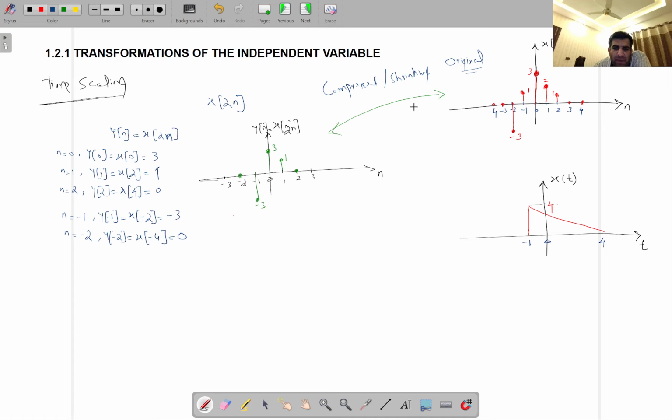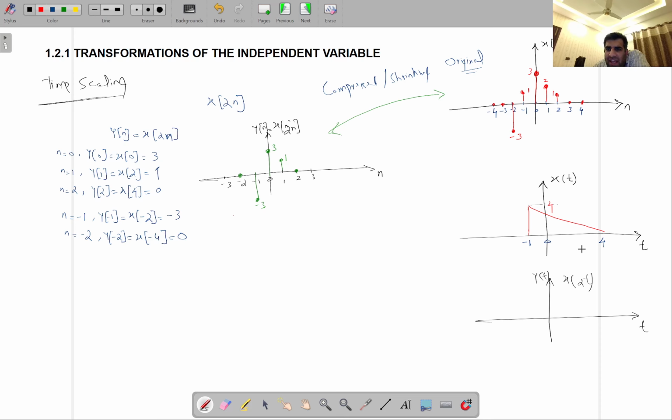So if you compare these two signals, it's the same signal, but it's now compressed or shrunk twice, and the samples are basically dropped. Now, very quickly, just to make things a bit clear, we are going to plot the same transformation for this particular signal. So let's plot x of 2t. Let's suppose this is the signal which I want to plot.